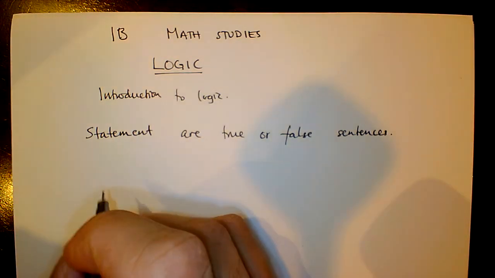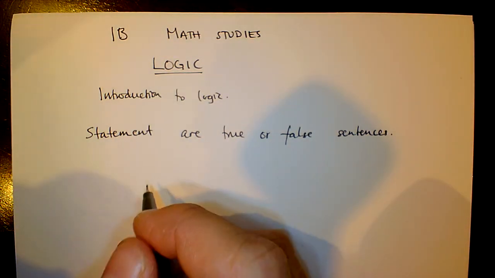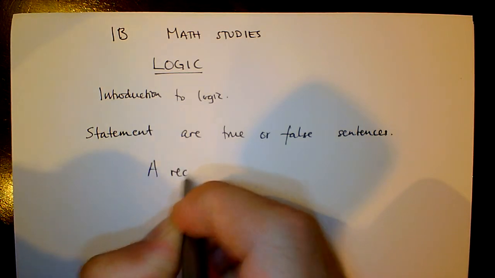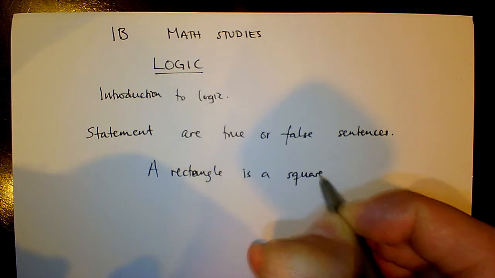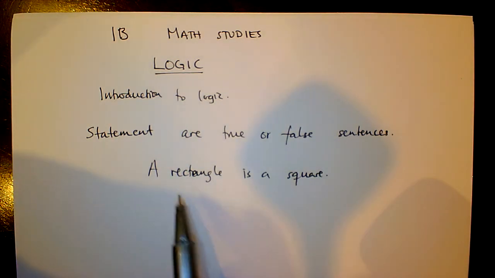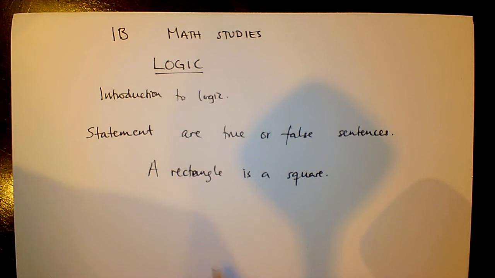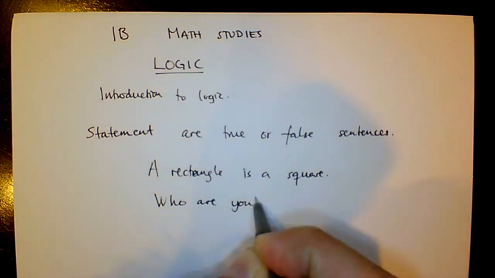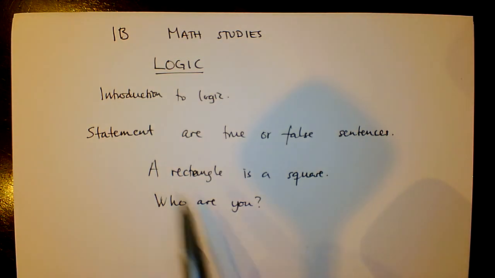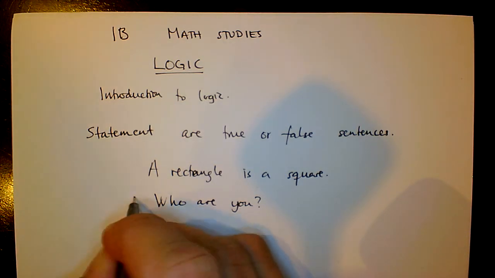So for example, a rectangle is a square. That is a statement because it could either be true or it could be false. But for example, if you're asking a question, say, who are you? Then that does not contain a truth value, so it can't be either true or false. It doesn't make a statement. So this is not a statement.